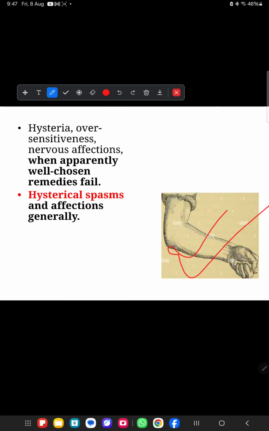But at this point, we can correlate. If there is a paralysis, especially on the right side of the body, then we can think about Causticum. But spasm, we can also correlate. If there is a spasm of the intestine, of the stomach, then we can think about the medicine Mag-phos. Okay.